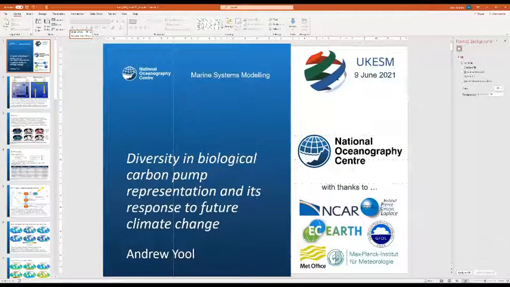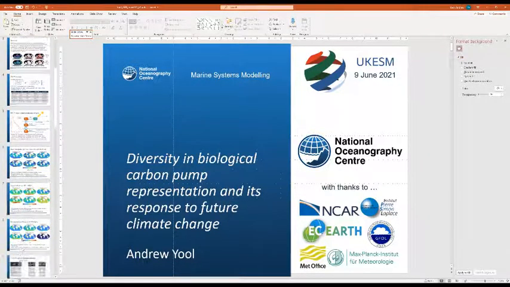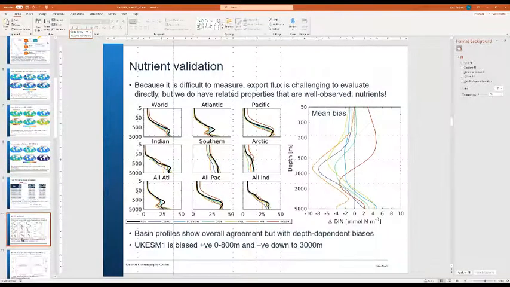Yeah, Andy, maybe I misread your diagram there showing the vertical profiles. Oh, yeah, sorry. It looked a bit like the models were outside the observations, all in the same direction in the Atlantic. Oh, yes, I see what you mean. At depth, that's right. That's true. I haven't looked at the detail of that.